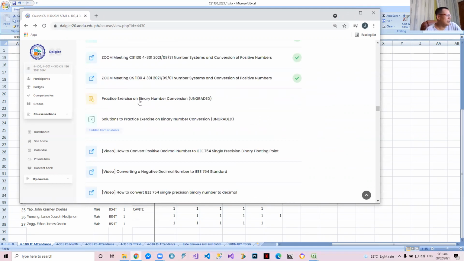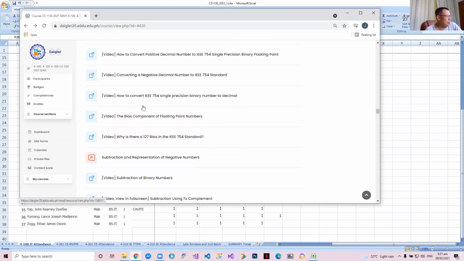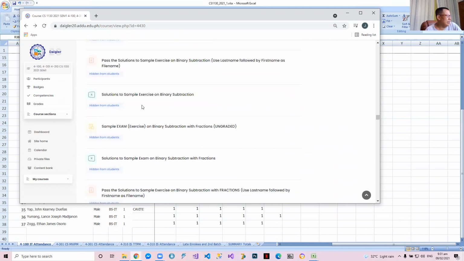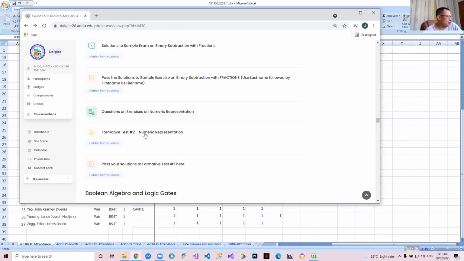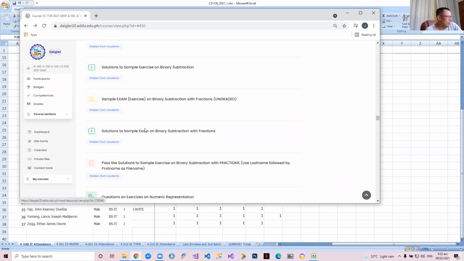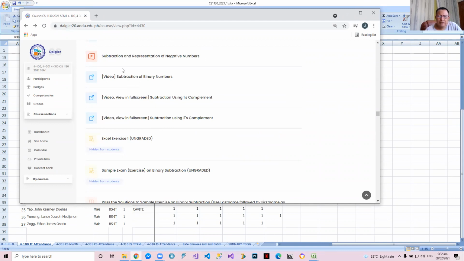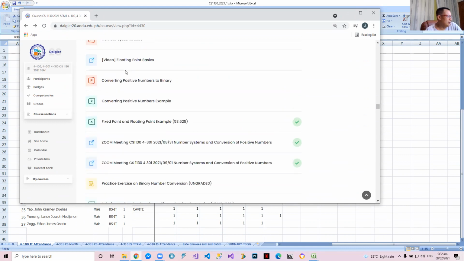Okay, this is the practice exercise on binary number conversion for both fixed point and floating point. This is ungraded. Okay, but this is just a practice test, which will be used later when we do an actual test, because we will have a second formative test maybe 2 to 3 weeks from now, which will involve all Boolean arithmetic, including subtraction. You follow?